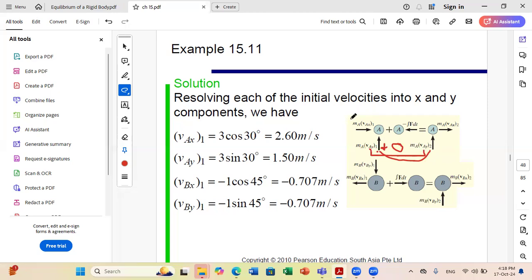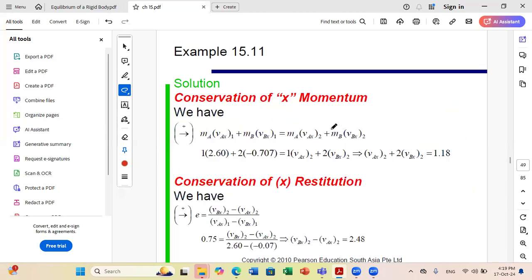While if we apply the principle of impulse and momentum in x, if we take A alone, then we'll have two unknowns, the impulse and VAx2. This is why we take system A plus B, because when we take system A plus B, the impulses cancel out, and we end up with conservation of linear momentum for the whole system. MAVAx1 plus MBVBx1 equals MAVAx2 plus MBVBx2. So conservation of momentum in x will give us the first relation.